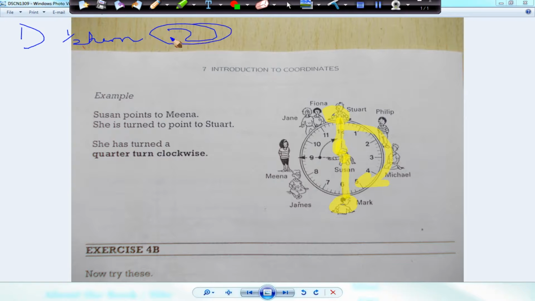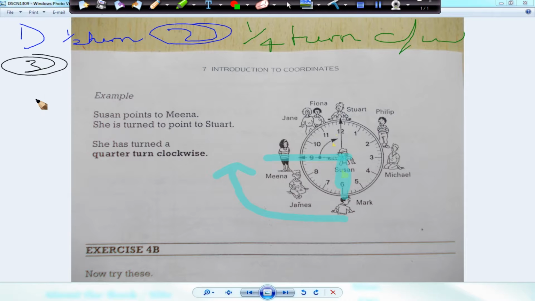Number 2. Okay, let's clear this page over here. Read number 2, Sufyan. Susan points to Mark, and is turned to point to Meena. Let's start off with a different color now. So Susan points to Mark, and then she goes from Mark to Meena. How do you get from here? What do you call that? Quarter turn clockwise. Quarter turn in the direction of the clock. So C, W. Done.